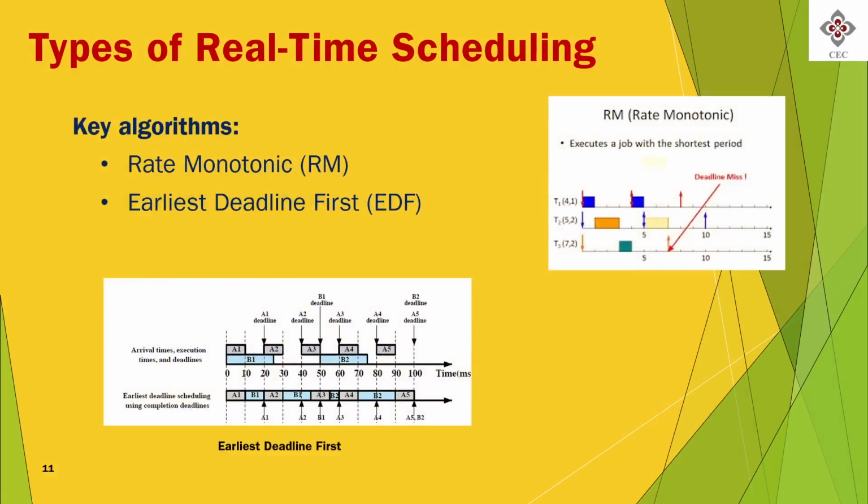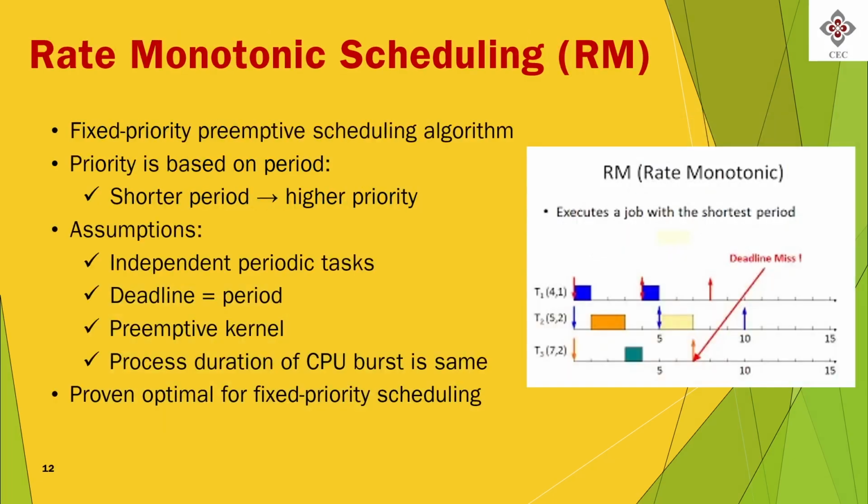The algorithms which you use for implementing these scheduling tasks are rate monotonic, which we call RM, and earliest deadline first, EDF. So, these are the two major algorithms which we use for handling real time scheduling. We will discuss each algorithm in detail. We are going to see the first real time scheduling, that is the rate monotonic scheduling algorithm.